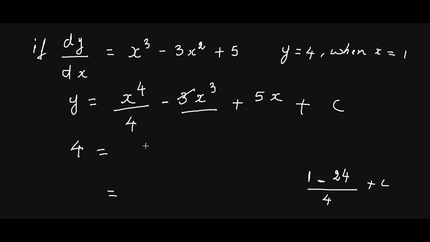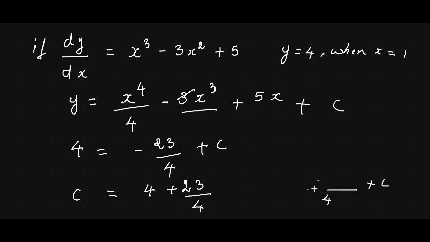So 4 equals minus 23 divided by 4 plus c. Now if we take c this side and bring the 4 that side, then c is equal to 4 plus 23 divided by 4, right? I'm going to rub this off.